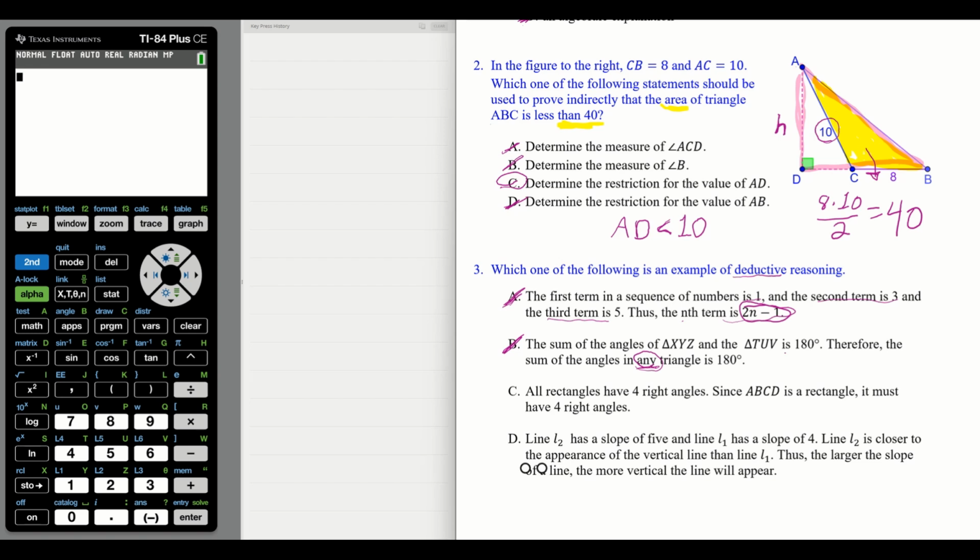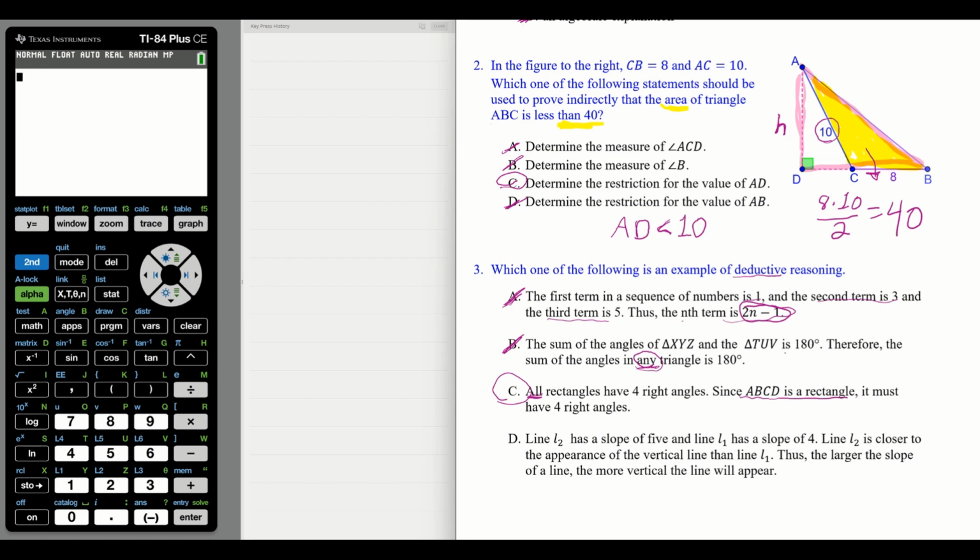So let's talk about C. C says all rectangles have 4 right angles. The fact that they started with the word all is the clue. Since ABCD is a rectangle, that's a specific rectangle. So they are going from general to specific. That's the one we want. But we'll go ahead and look at D.